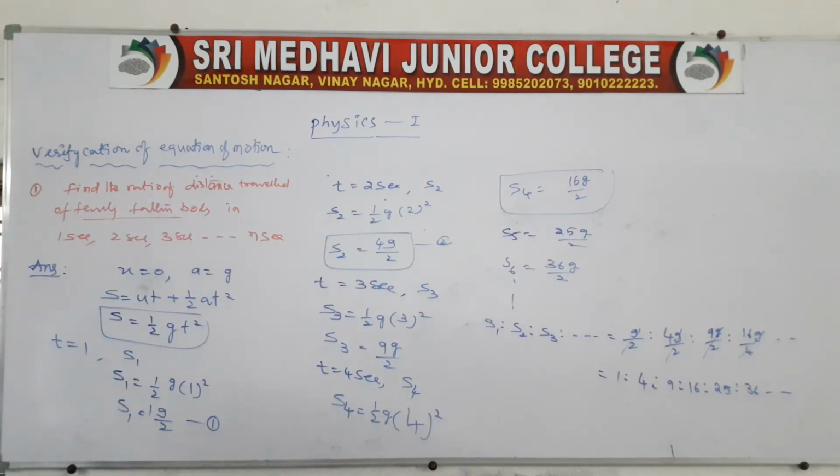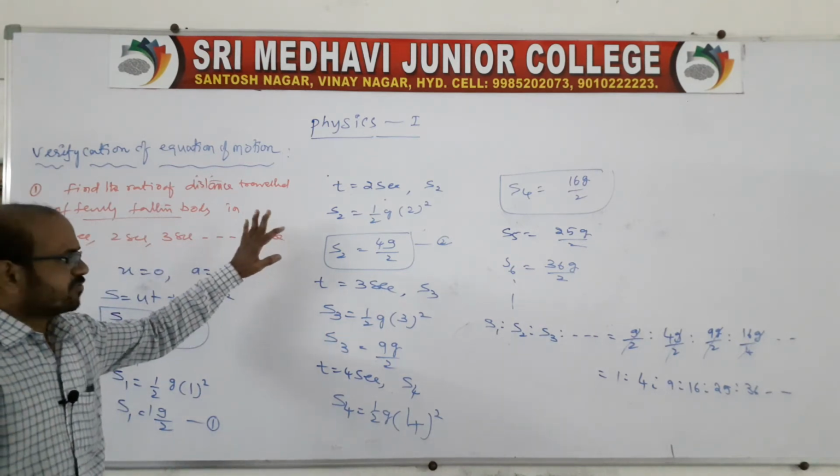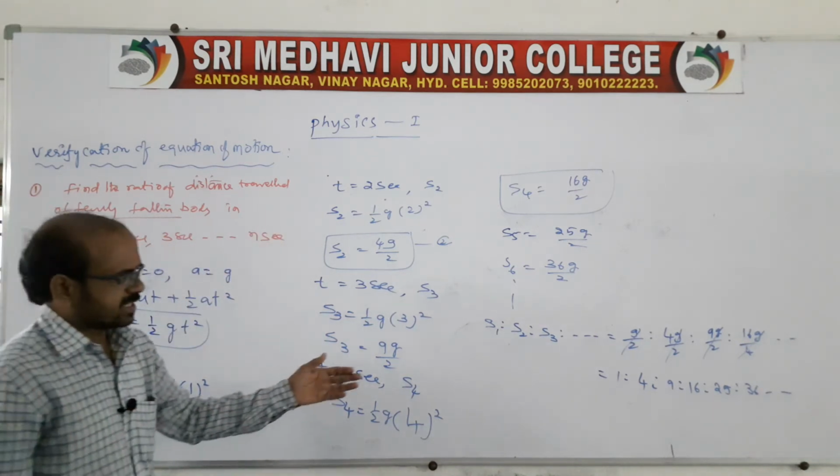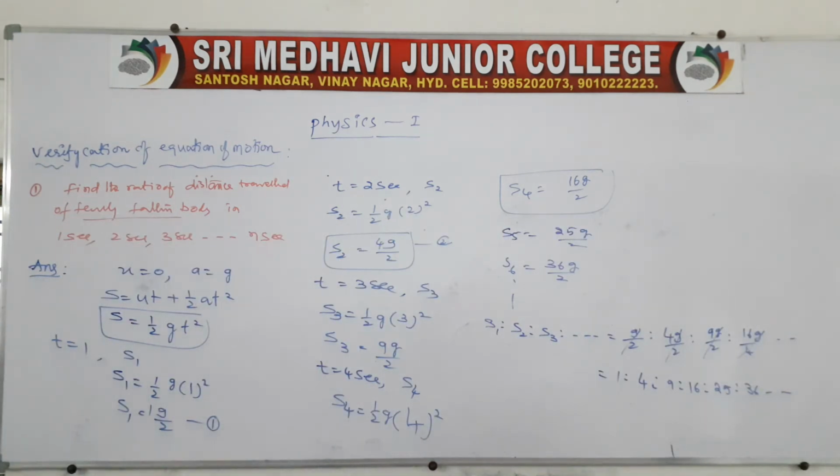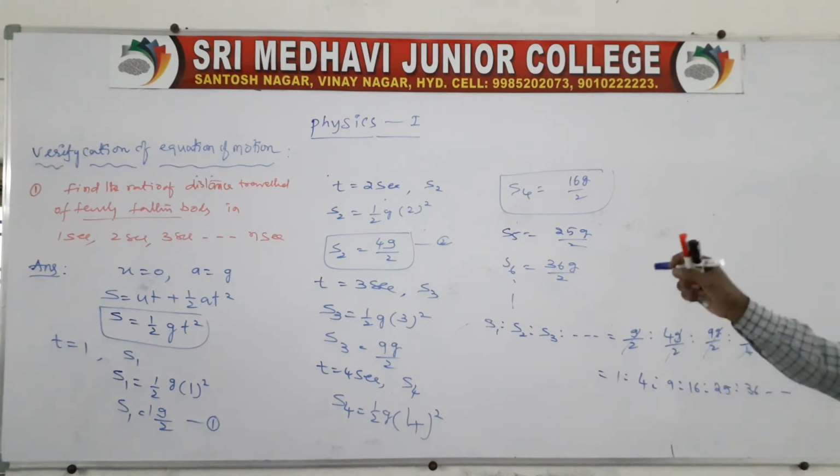See, for a freely falling body, the times are given as 1 second, 2 seconds, 3 seconds, and n seconds. For this situation, what is the ratio? It is 1 is to 4 is to 9 is to 16 is to 25 is to 36. This is very, very important for freely falling bodies. So this is one example problem related to a freely falling body.